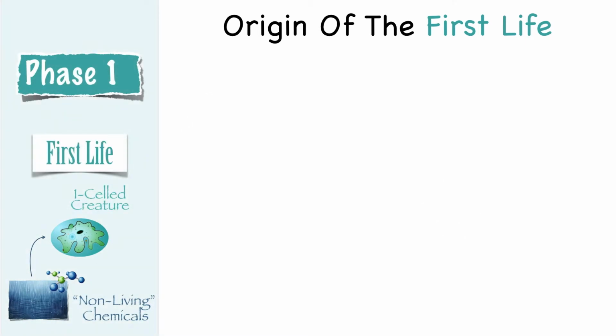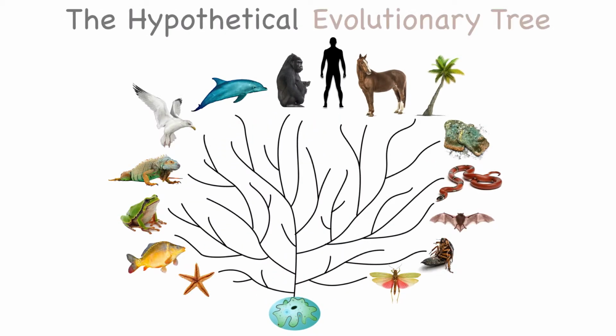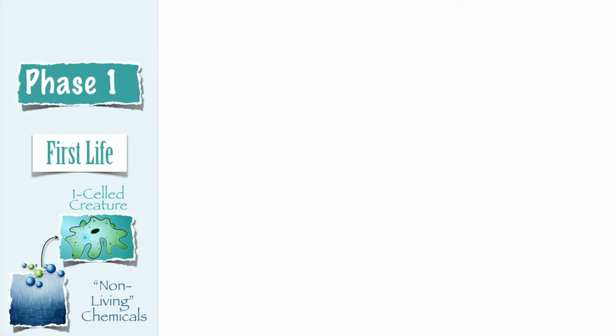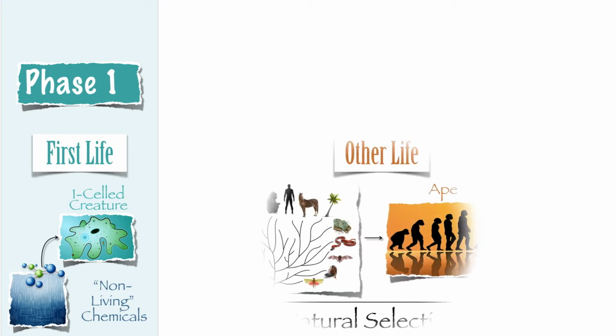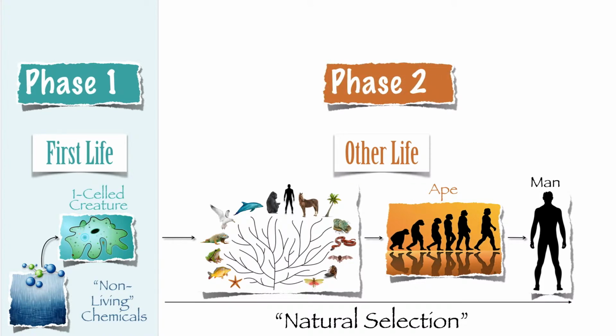Now, for illustration purposes, we'll move all this over to the left side here and call this process of first life phase 1 of the first two phases. And from that simple one-cell creature came all other forms of biological life. By the way, you won't find this illustration in a science book. It's a mock-up that I kind of assembled together to represent the hypothetical evolutionary tree. Now this hypothetical evolutionary tree falls in over here on the right, together with the ape-to-man progression, which I've labeled other life. So we have the process of first life on the left, labeled phase 1, and all other life on the right as phase 2.